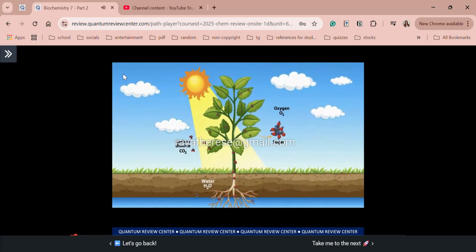So as you have seen in the video, class, the reactants of photosynthesis, or our initial substrates, are carbon dioxide and water. So here it is, class. And secondly, what are the products? Again, our byproduct is oxygen and the main product is sugar, usually glucose.